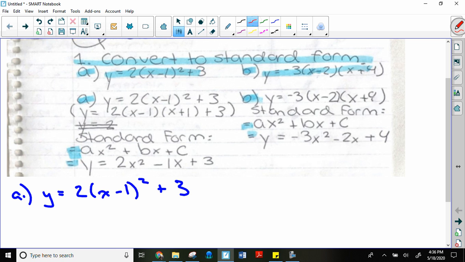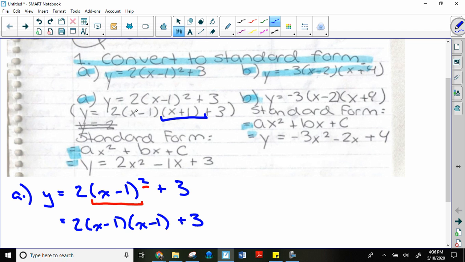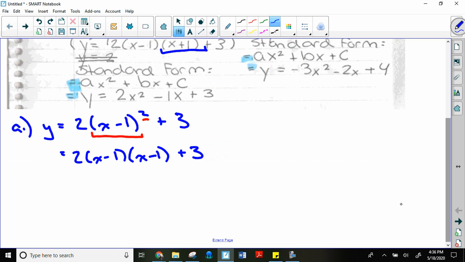Now this squared means that there are two identical brackets. So your next line should read 2x minus 1, x minus 1, plus 3. And if we look up here, you've created a difference of squares. You've got one as a negative, one as a positive. So carry through with our calculations. I'm going to FOIL first.